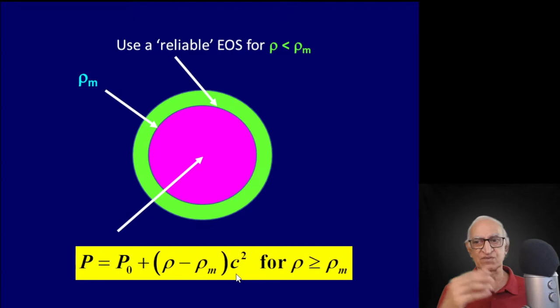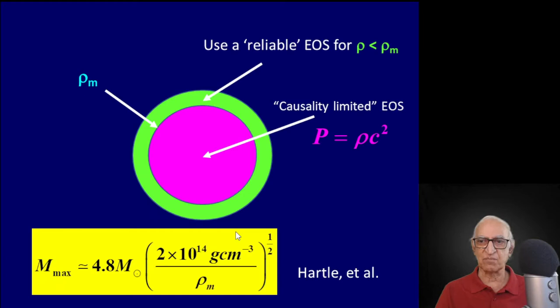So if you construct such a model neutron star, be modest and say, look, I don't know anything about this magenta region. All I know is that it cannot be stiffer than this. Then what is the maximum mass that I get? Hartle and his collaborators, Hartle is a most distinguished physicist, calculated many years ago that the maximum mass of a neutron star cannot be in excess of 4.8 solar mass. They're not saying it will be as high as 4.8 solar mass. They're saying it cannot be greater than 4.8 solar mass. Because if it did, then you'll run into absurdities like the speed of sound being greater than the speed of light.